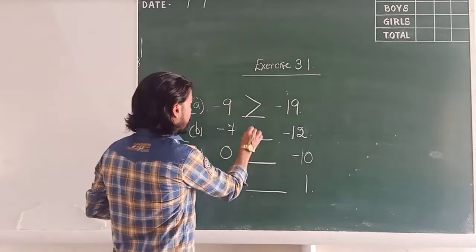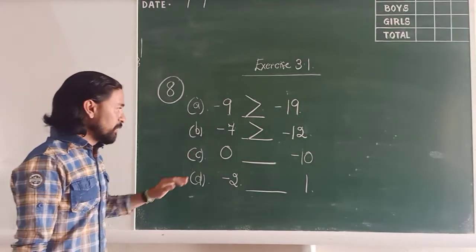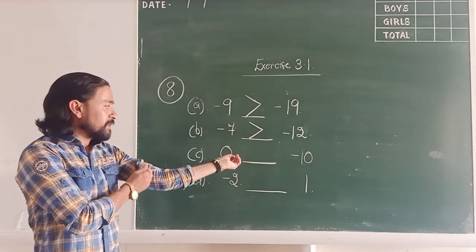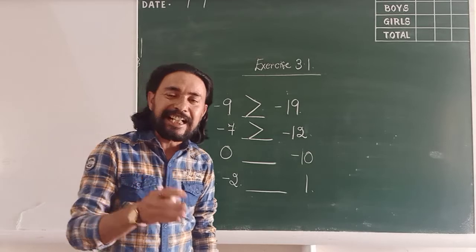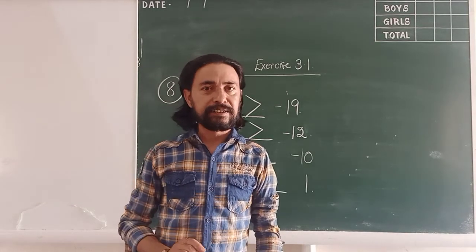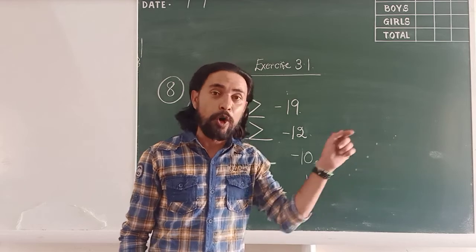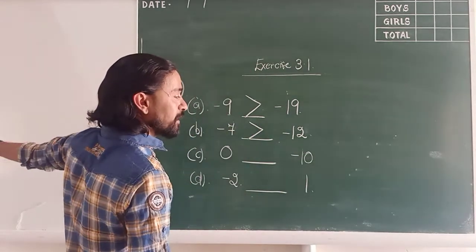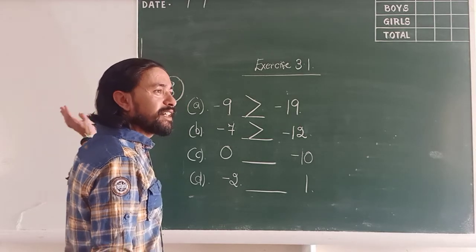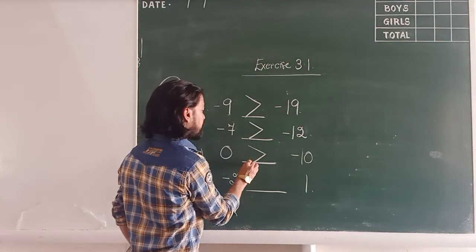So here again, minus 7 is greater than minus 12. 0 and minus 10. 0 happens to be greater than all. 0 is greater than all negative integers, but it is smaller than all positive integers. So 0 and you have minus 10 far away from the 0. So minus 10 is going to be smaller than 0, but 0 is going to be greater than minus 10.